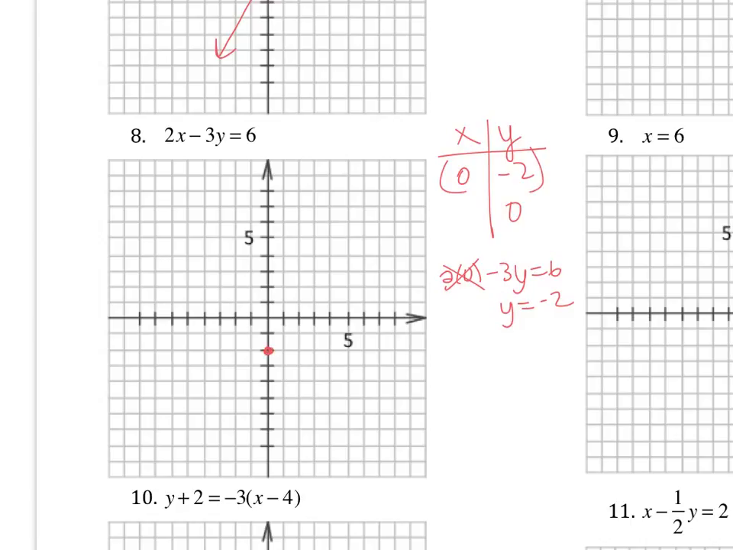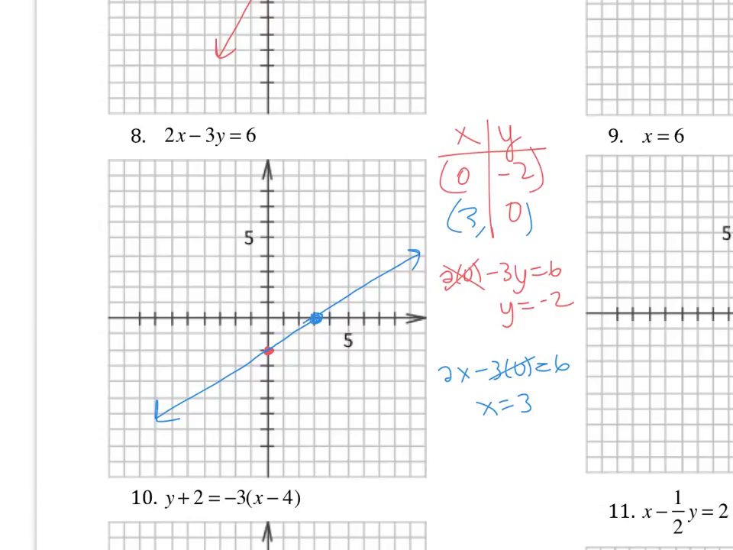Okay, now plug in a 0 for y. So I get 2x minus 3 times 0 equals 6. 2x equals 6, that means x equals 3. Okay, so this is my other point, 3 comma 0. So there's my x-intercept in blue, my y-intercept in red. Now if I connect them, that's my line. It is not necessary to solve for y. A lot of you don't like standard form and you want to solve for y. Don't. Just solve for the 2 intercepts.